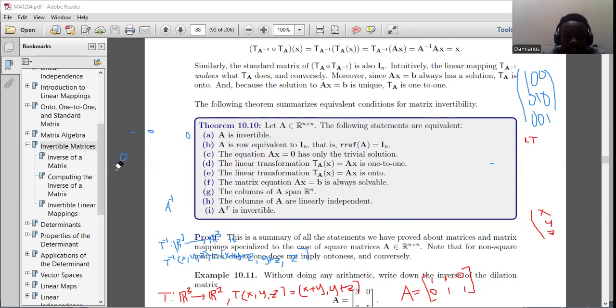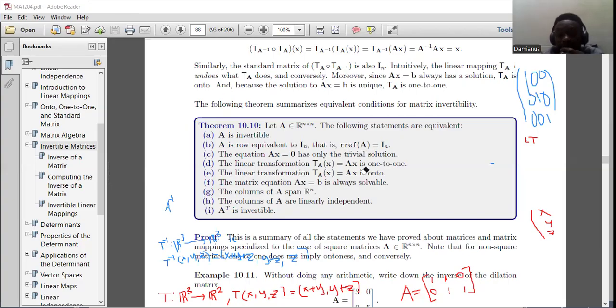What we have said is that A is invertible. Well, this A is not invertible. It's a 2 by 2 matrix, so you cannot talk about invertibility of this matrix. So obviously all these other things fail. Actually, everything fails. A is not invertible, then A is not equivalent to I_n. Obviously, it's not. The equation will not have a trivial solution. It will have more than one solution.